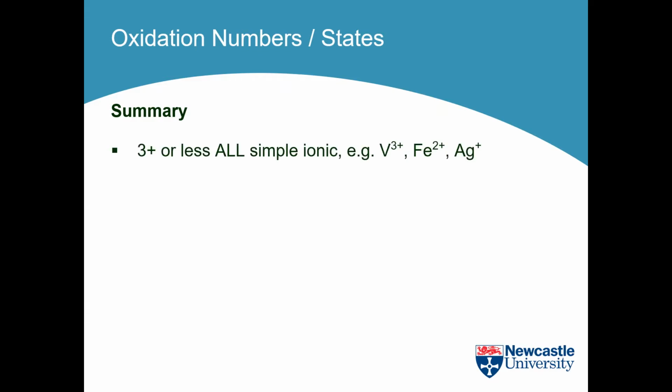Anything that's 3+ or less, because metals will generally all have positive oxidation numbers. Obviously the element's 0, and then they can go up to higher, so it'll be 7, isn't it, for manganese and some others. So 3+ or less will be simple ions. So vanadium 3+ is vanadium 3+. Copper 2+ is copper 2+. Silver + is silver +.